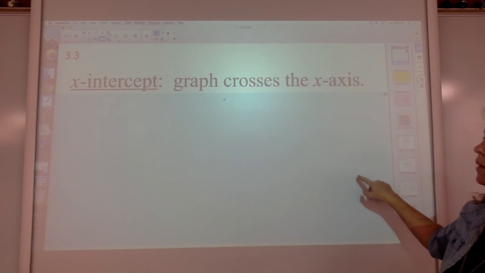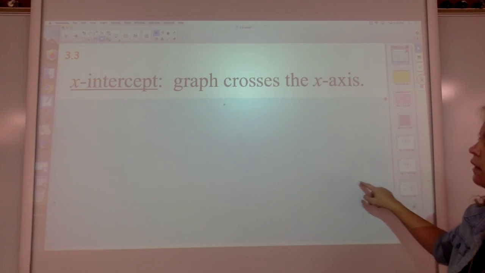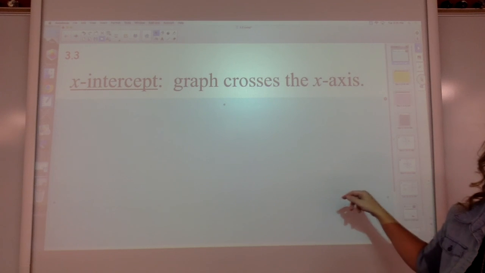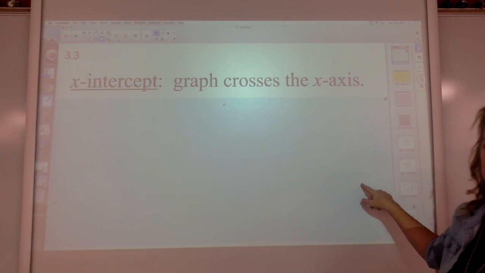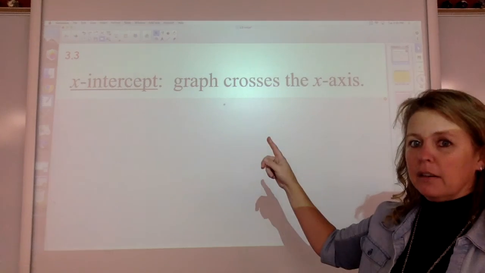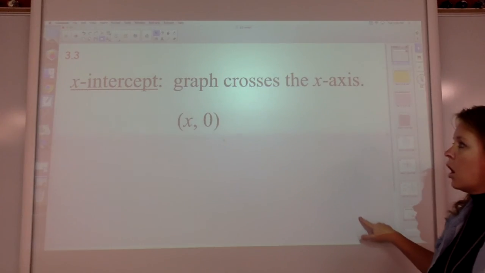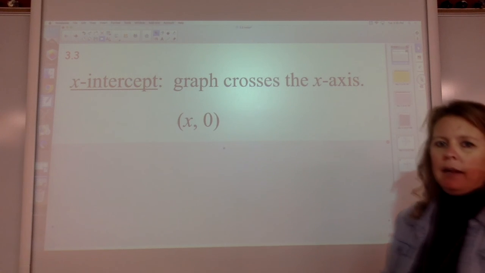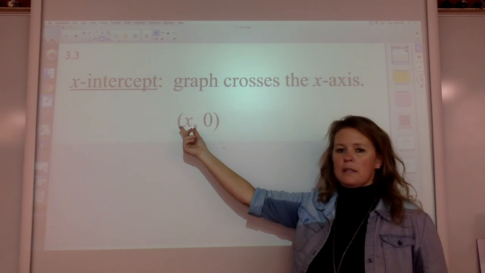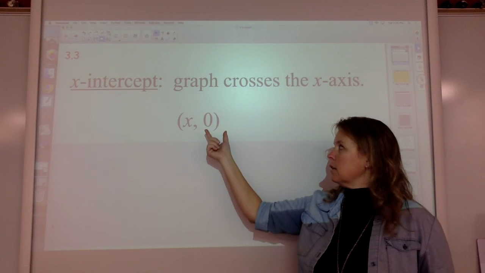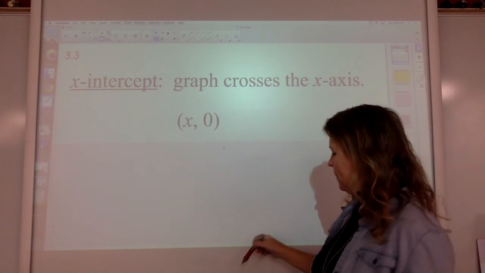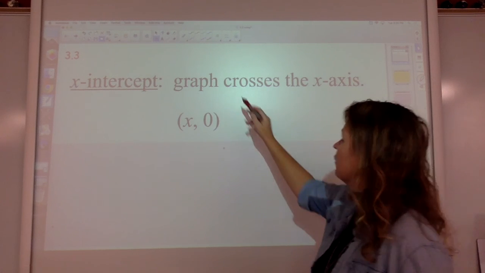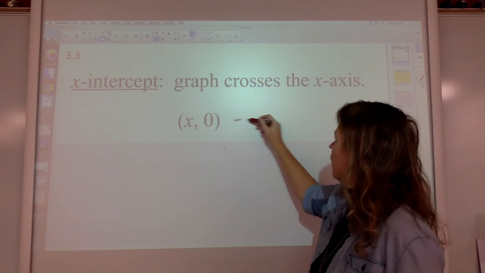A little bit of vocabulary to start with. Talking about an x-intercept, something you've probably heard before. It is where the graph crosses the x-axis. Good name for it, huh? X-intercept, x-axis. And it is written as a point. Always the number goes in for x, 0 goes in for y. Why, you might say? Makes sense that we have x.